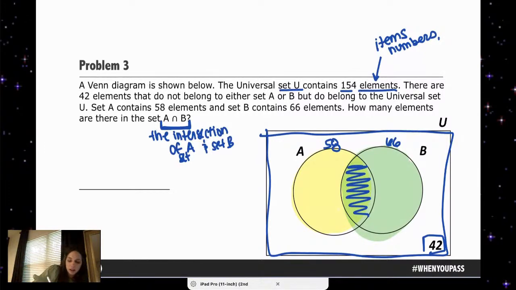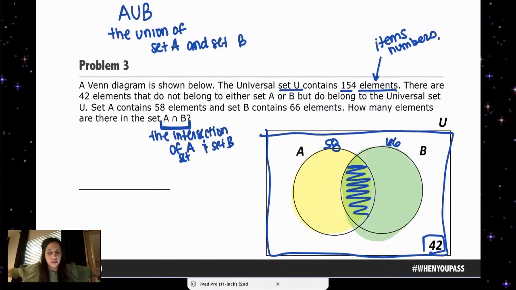If it said this, that would be the union of set A and set B, which would be everything. So if we're looking at the intersection, we're only looking at what they're sharing. If we're looking at the union, we're looking at everything included in A and B.